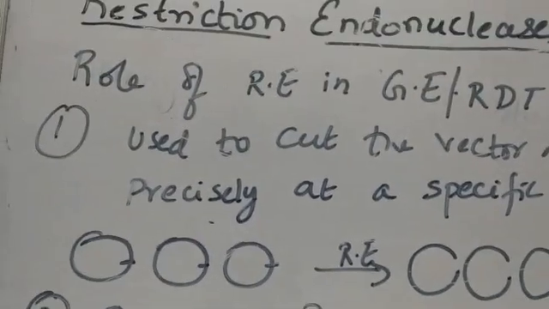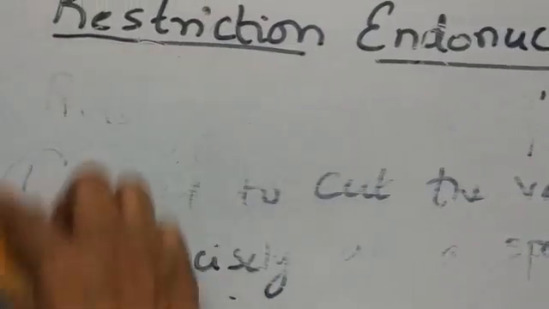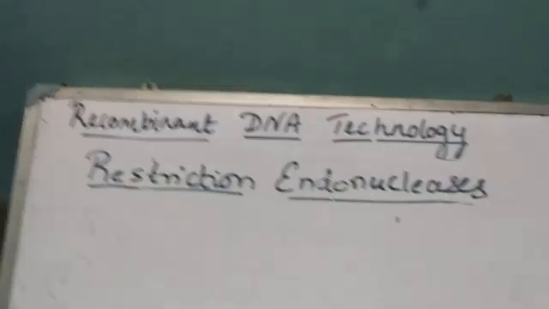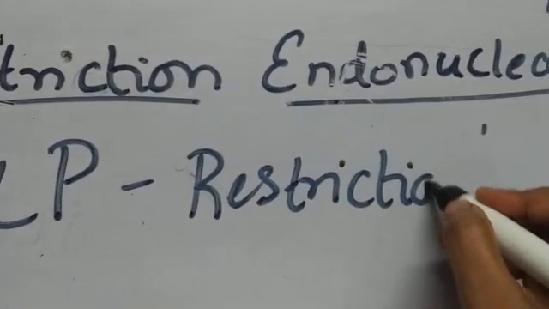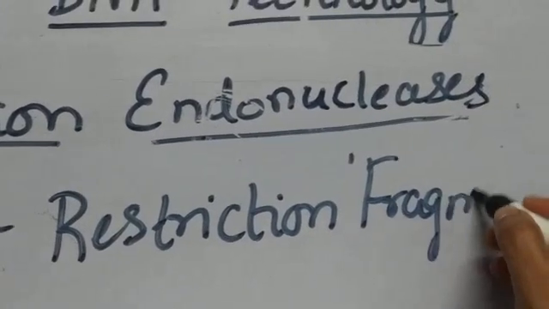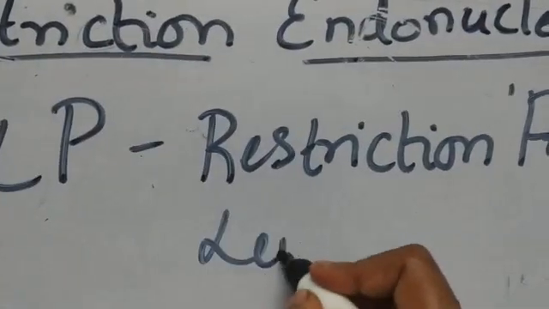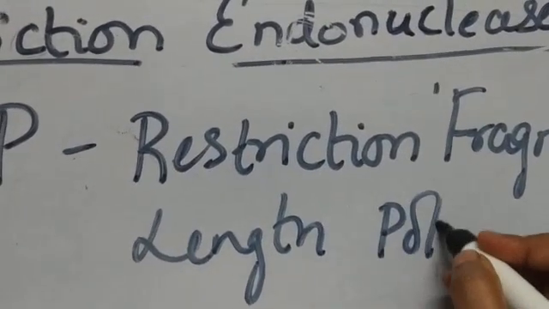Another technique which uses the specificity of restriction endonucleases is known as RFLP, or restriction fragment length polymorphism. Okay, so since it is connected to restriction endonucleases, we will be discussing it here. It is called RFLP, and it stands for restriction fragment length polymorphism.